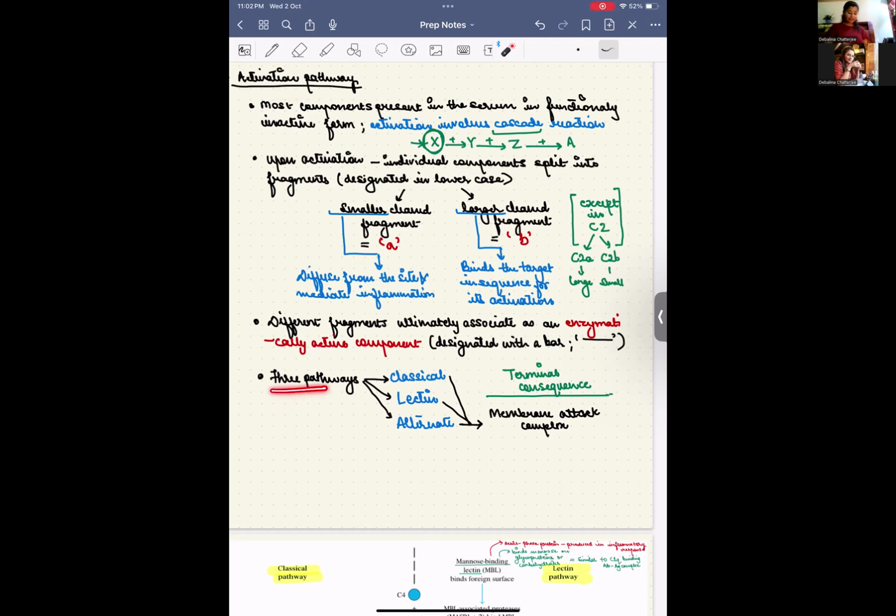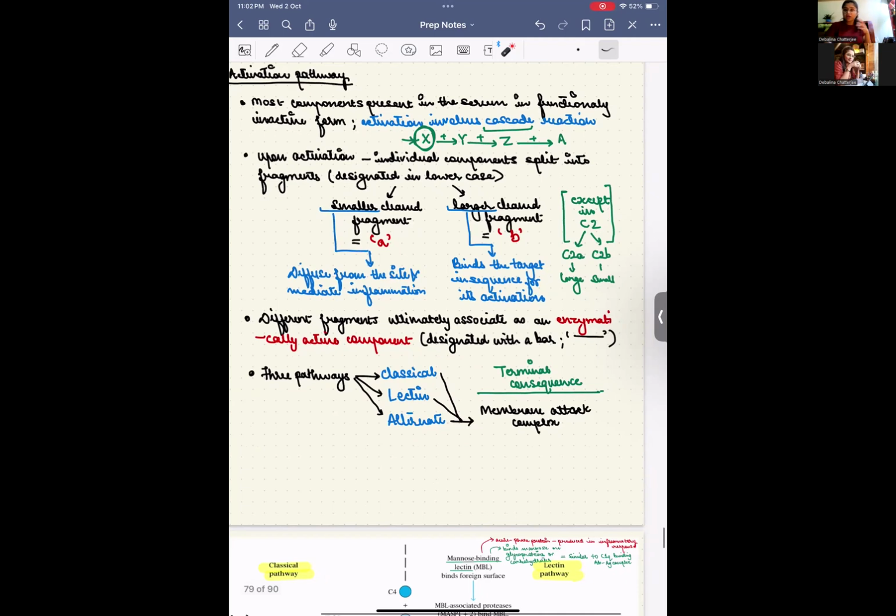So there are three such pathways: the classical pathway, the lectin pathway, and the alternate pathway. The activation parts of these pathways are different. Three such pathways are there, but eventually they terminate together, or merge together. How? They all lead to formation of a membrane attack complex. So the formation of the membrane attack complex is the terminal consequence of complement activation.